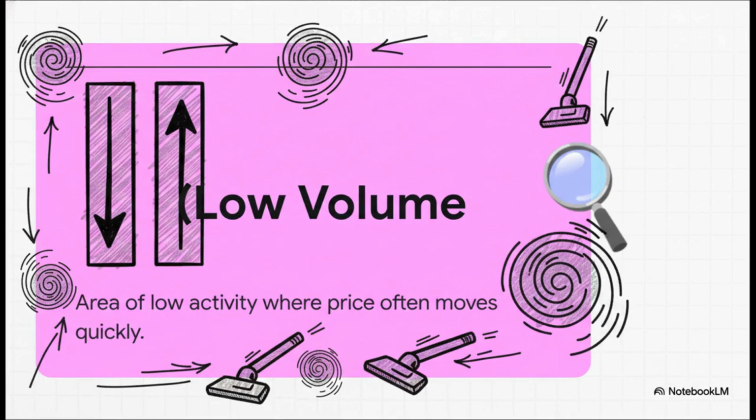And on the flip side, of course, you have LVNs, the low-volume nodes. These are the really skinny, thin parts of the profile. This is where the market basically said, nope, don't like this price, and moved through super quickly. For us traders, these things are like vacuums. Price doesn't stick around, it just shoots right through them.